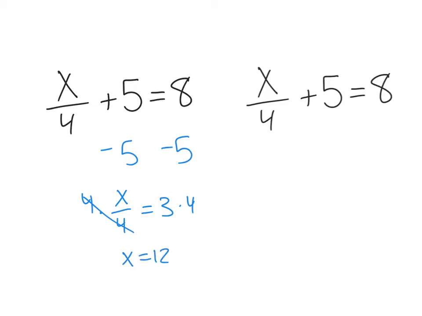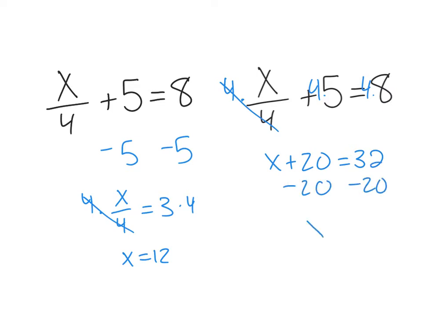12. However, a different way to solve this problem would be to multiply by 4 at the beginning of the problem. However, if we do it to one term, we have to do it to every term across the entire equation. So we get x plus 20 equals 32. Now when we subtract 20 from both sides, we still get x equals 12. We're going to use this method and apply this to equations that have multiple fractions and often multiple different denominators.